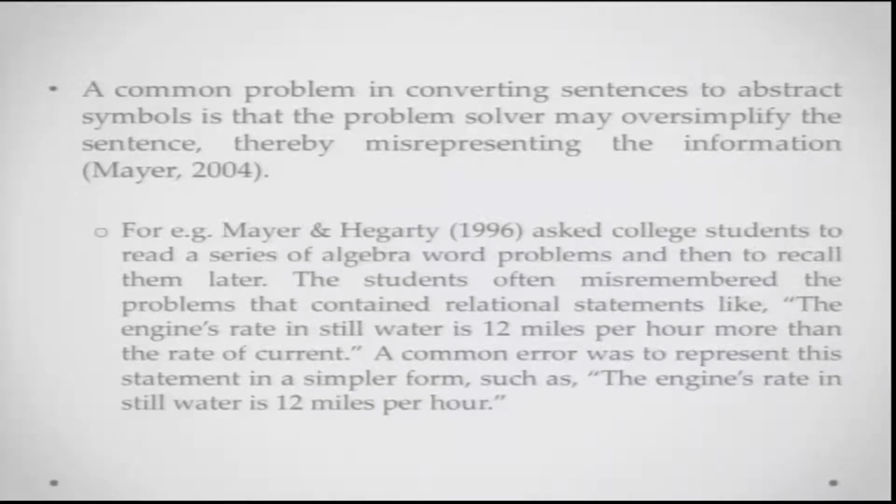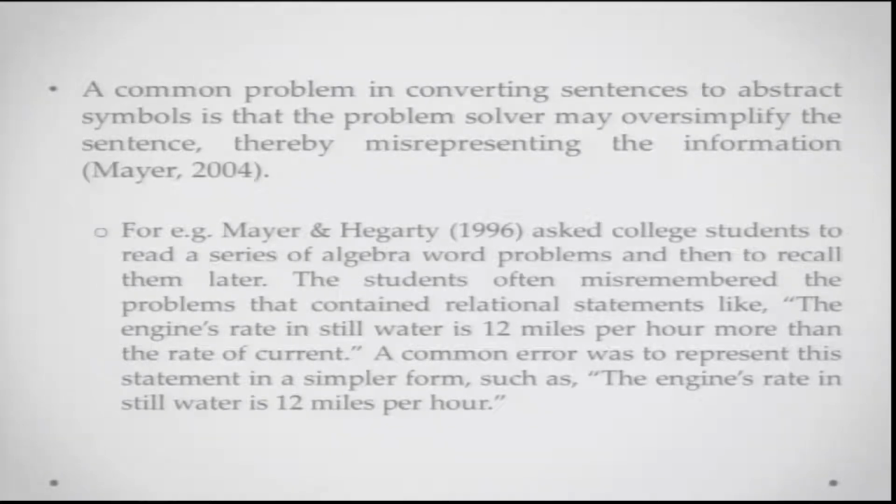Another common problem linked to this, in converting sentences to abstract symbols, is that problem solvers might oversimplify the sentence, and in that oversimplification they misrepresent the information. Meyer and Hegarty in 1996 asked college students to read a series of algebra word problems and then recall them later. A lot of times students misrepresented things like relational statements, which would have been very important to solve those problems.